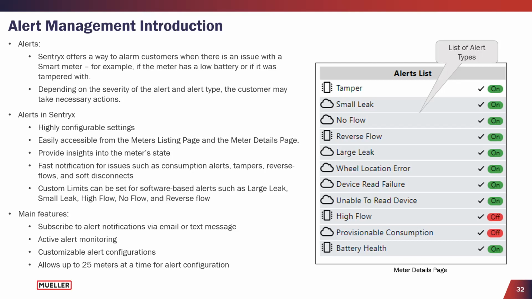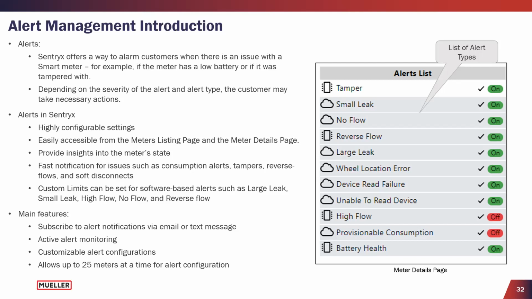We do have a limit, again, of 25 meters at a time, mainly just to ease the traffic on our system, to make sure you don't overwhelm your infrastructure when you're making large changes. So it also gives you a sort of safety net. When you're adjusting your thresholds on your alerts, limiting it to 25 at a time would benefit you.